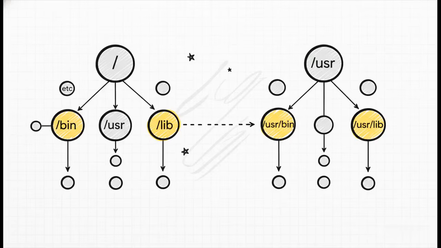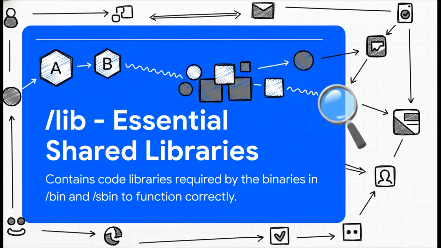And you'll probably notice a familiar pattern here. Inside USR, you'll find another USR bin and another USR lib, which mirrors the structure we saw at the top level. This is all about organization. It's for applications installed by you or a package manager, and it keeps them neatly separated from the essential system binaries back in bin.